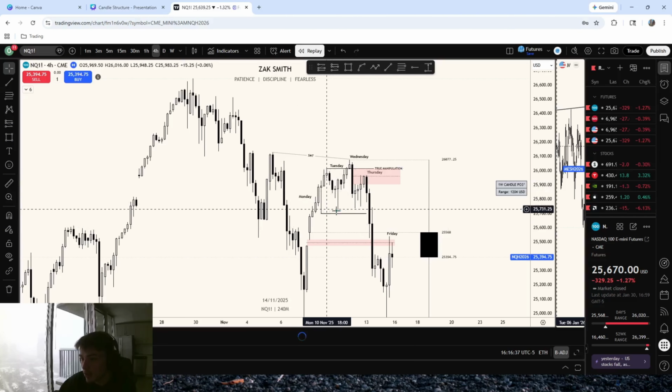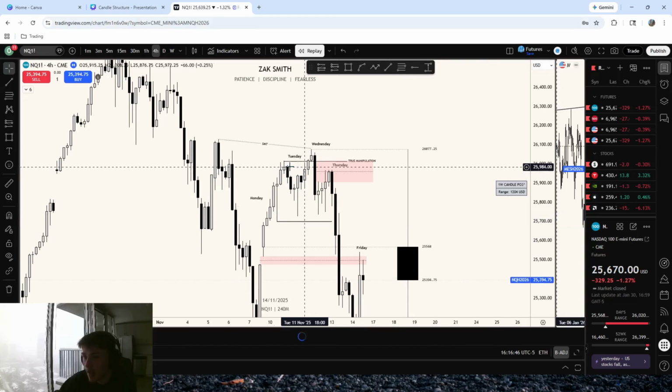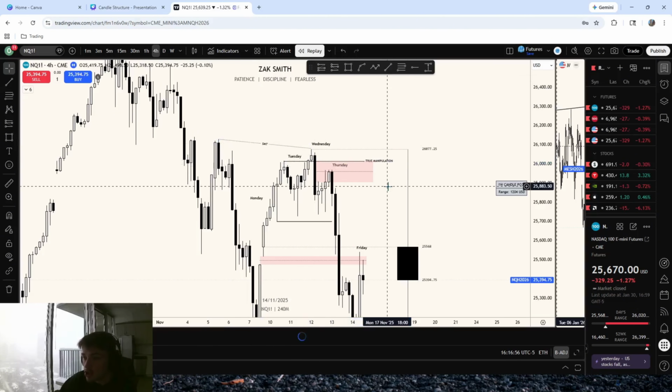Tuesday is going to be another accumulation day, as you can see right here, sort of just stuck in between this range. These are typically days you want to stay away from. And then Wednesday, we have the true manipulation. We came up inside a key level. We put in an SMT. SMT is a whole other confluence I'll go over in a future video. But that gives me the true manipulation.